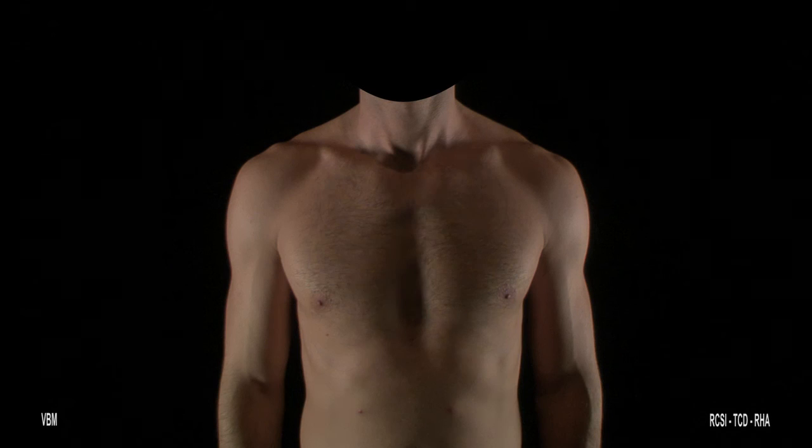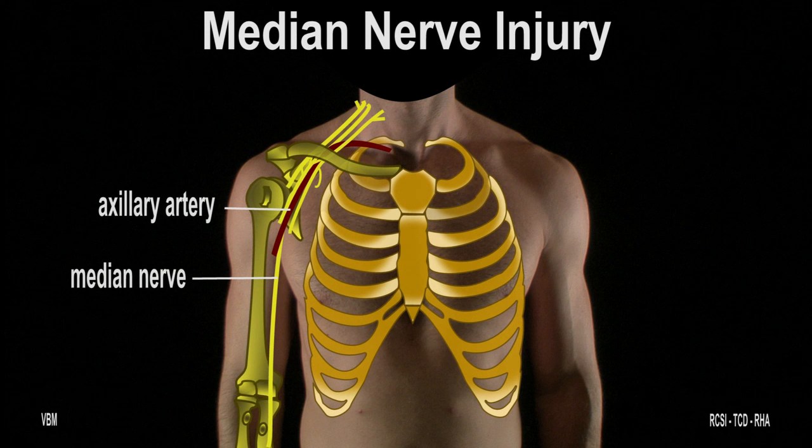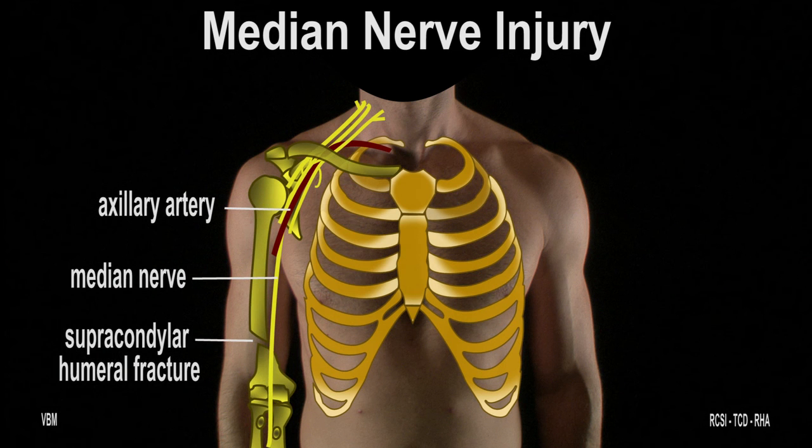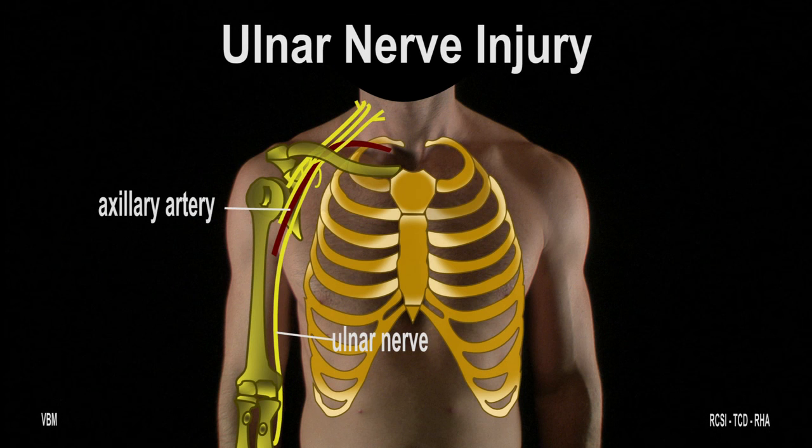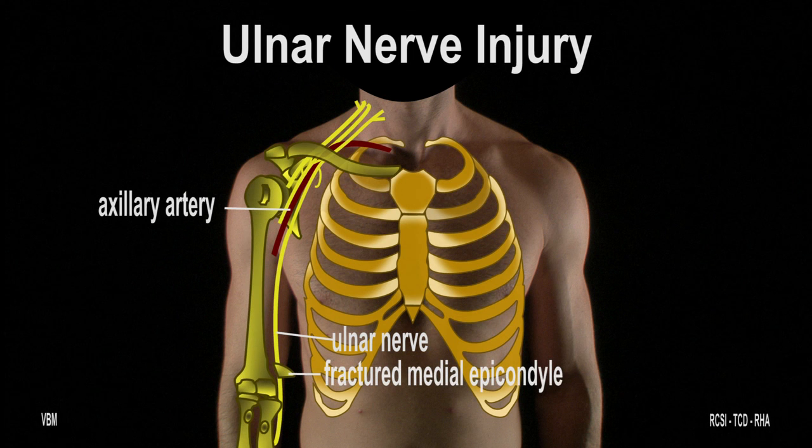Median nerve injury. The median nerve may be damaged in the cubital fossa from a supracondylar humeral fracture. It may also be damaged at the wrist from carpal tunnel syndrome. Ulnar nerve injury. The ulna can be dislocated posteriorly. A fracture of the medial epicondyle of the humerus can damage the ulnar nerve.